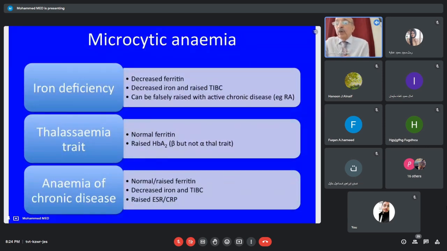In anemia of chronic disease, the serum ferritin could be normal or raised. Okay, it's not usually low. So this is a differentiating point. The TIBC is usually low, and the ESR or the C-reactive protein are high, indicating an inflammatory process. Okay, next slide please.